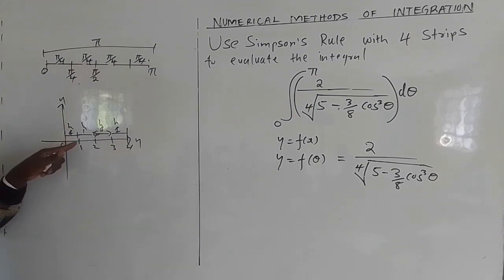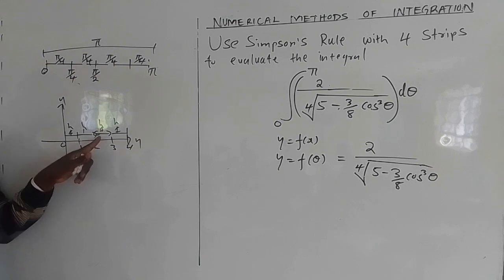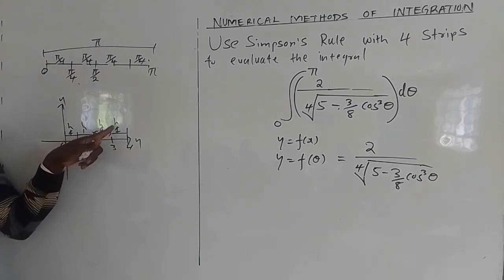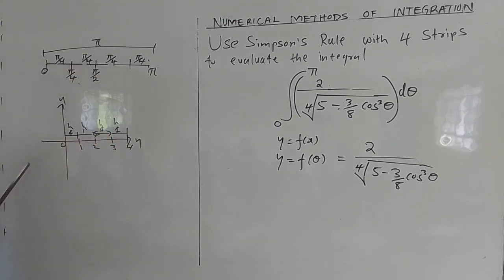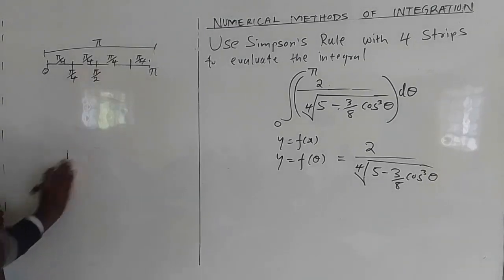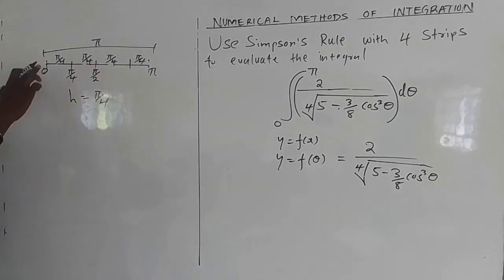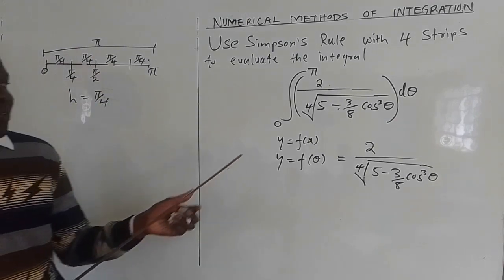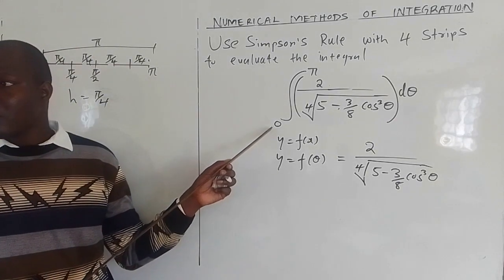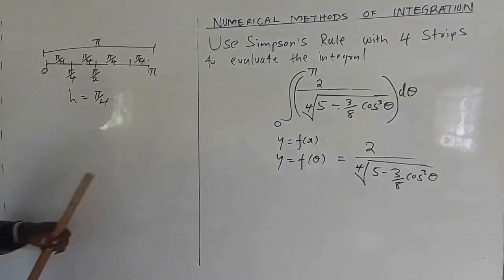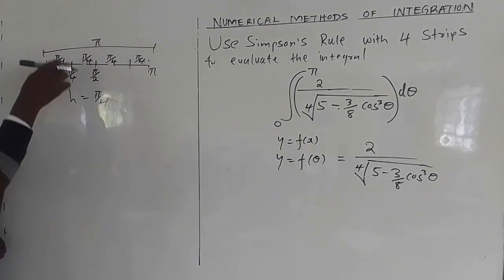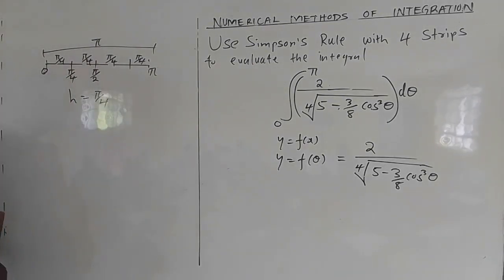0 plus 1 gives you this value 1. 1 plus 1 gives you 2. 2 plus the interval gives you 3. 3 plus the interval gives you 4. So if we found the interval h to be pi over 4, the x values, the first one starts from 0. Are we together? So 0 plus pi over 4 gives you the next value, which is pi over 4. Is that okay?